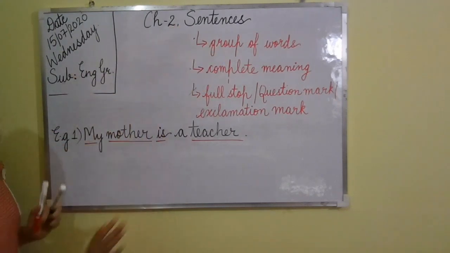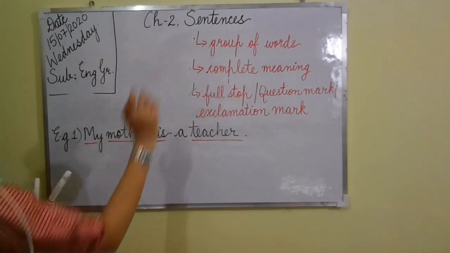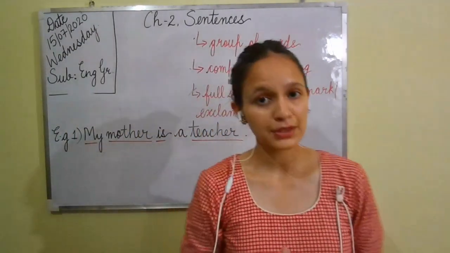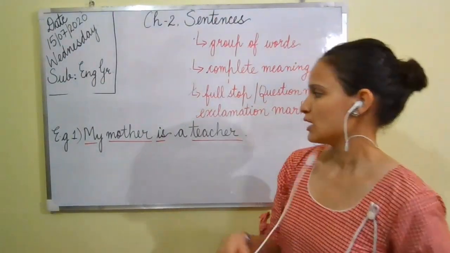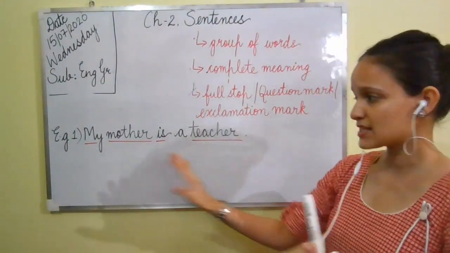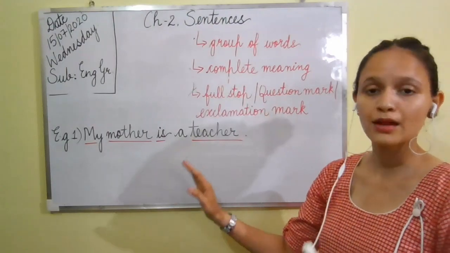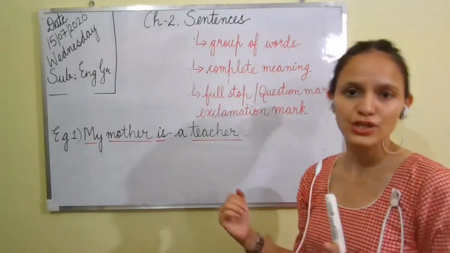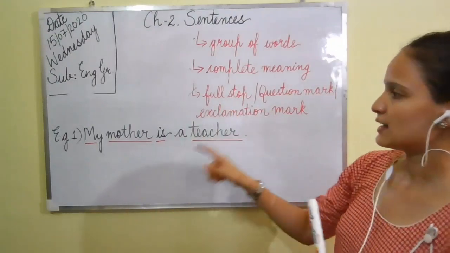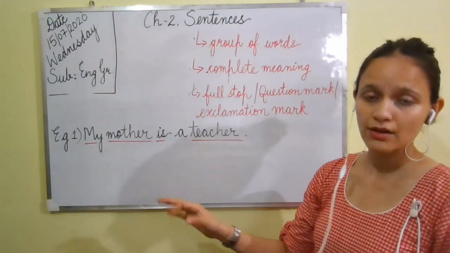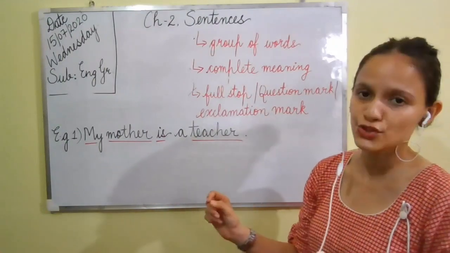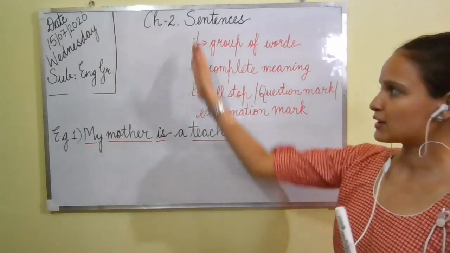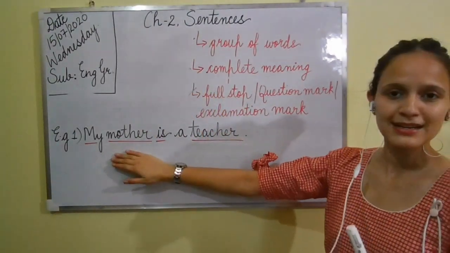So a sentence has a group of words, correct. Next one is complete meaning. My mother is a teacher. Meri mother teacher hai. So we understood its meaning. This sentence is giving us a complete meaning, a complete sense. It's saying my mother is a teacher. Okay, the next one is, it should be ending with a question mark or with an exclamation mark or with a full stop. So here it's ending with a full stop. So हमारे जो three categories हैं वो fulfill हो गई. So this is a sentence.